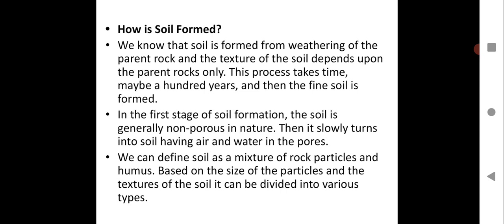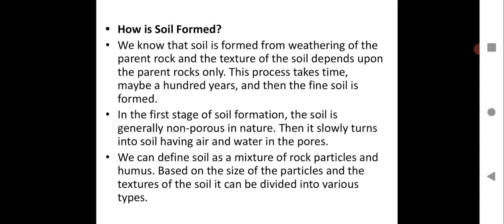In the first stage of soil formation, the soil is generally non-porous in nature. Then it slowly turns into soil having air and water in the pores. So this is how soil formation happens, because initially when the rock breaks, it will not break into very fine pieces, and it will be non-porous, but gradually it will turn into soil which can hold air and water.